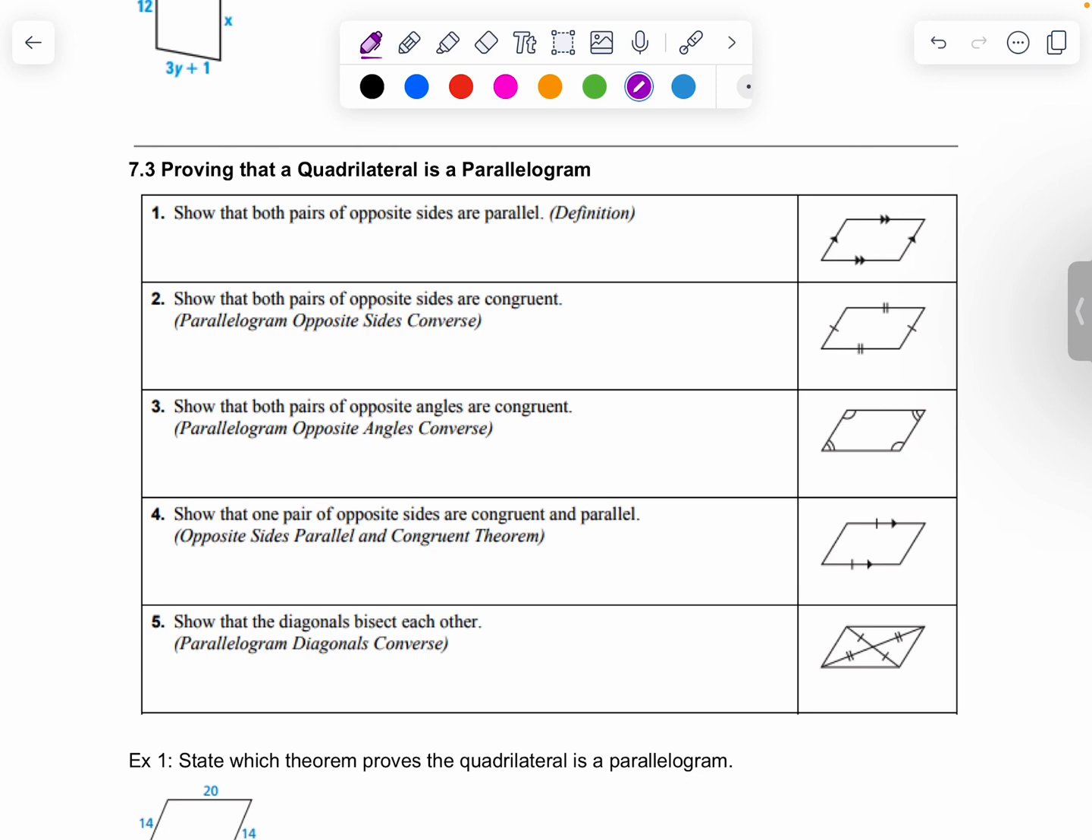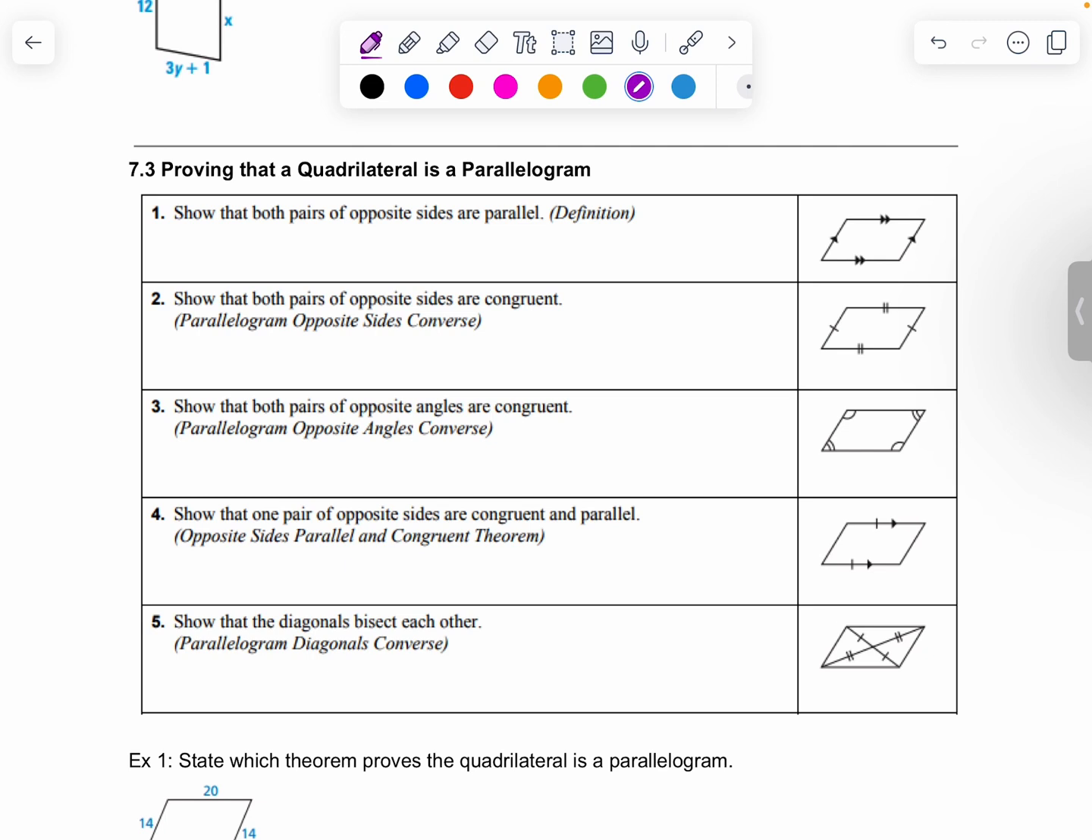The next is to show that both pairs of opposite sides are congruent. The next one is that the opposite angles are congruent. Again, as you guys can see, these are just converses of what we did with the properties of parallelograms. So the converse, remember, is just the flip.